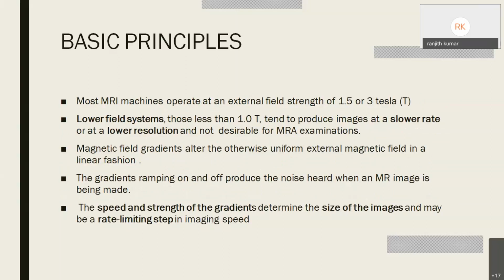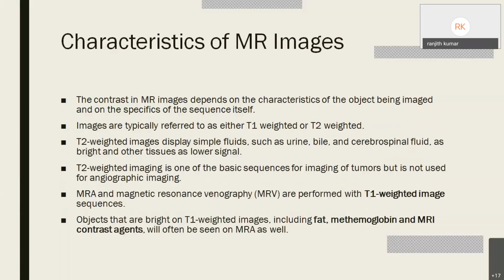In vascular evaluation, the lower Tesla machines are not very useful because of their slow rate and lesser resolution. The speed and strength of the applied magnetic field and the strength of the gradient determine the image quality, and this is a rate limiting step in the imaging speed of MRI. The gradients ramping on and off produce the noise which is heard during MRI imaging.